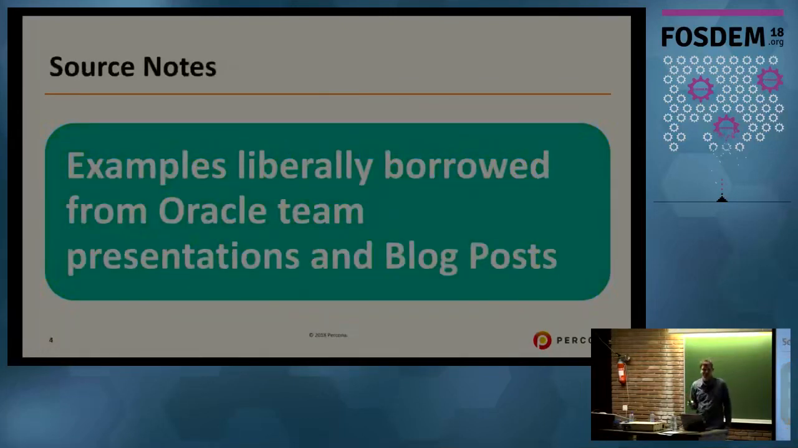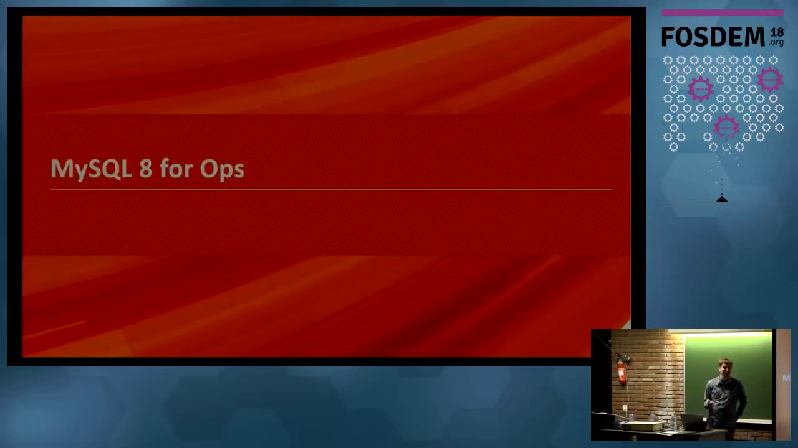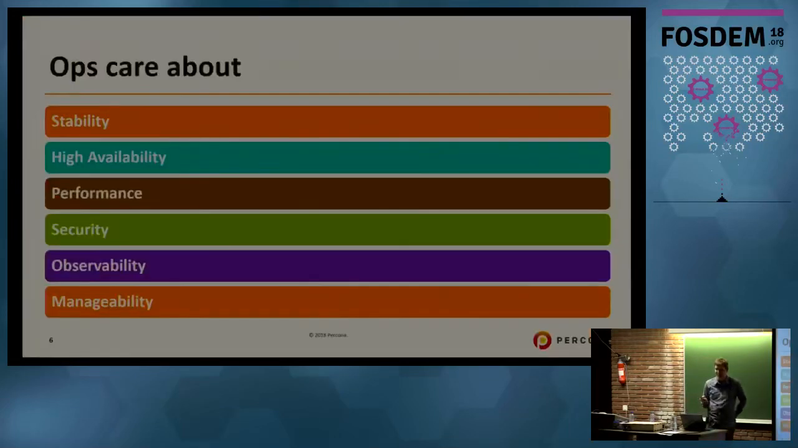To give credit where credit is due, I borrowed a lot of very nice pictures from Oracle team blogs, presentations, documentation, and so on. Okay, so what are the nice things in MySQL 8 for ops people? Well, I think there is a lot of great stuff in MySQL 8 in the areas of stability, high availability, performance, security, availability, and manageability.